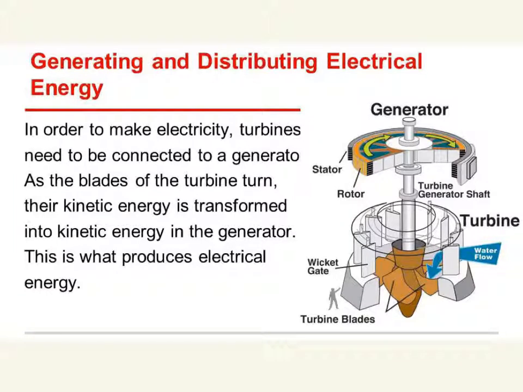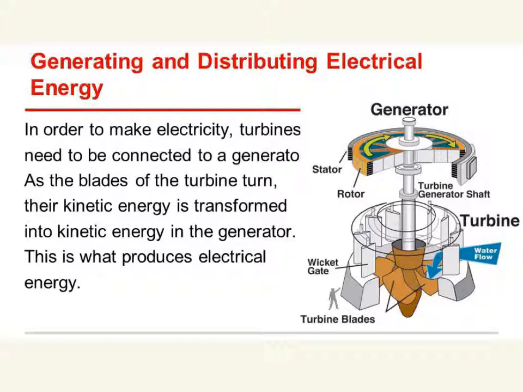Now, generating and distributing electrical energy. In order to make electricity, turbines need to be connected to a generator. As the blades of the turbine turn, their kinetic energy is transferred to the generator. And this is what produces the electrical energy.